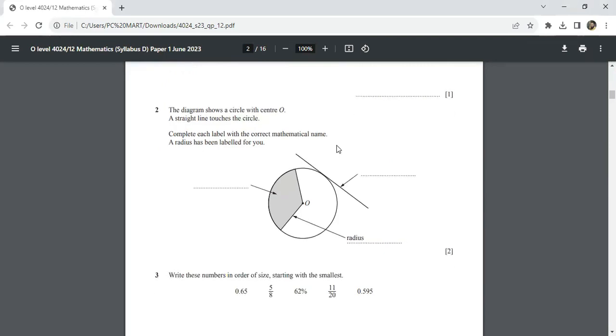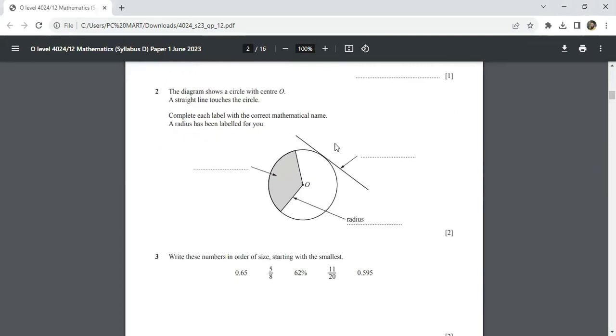Next thing is the diagram shows a circle with center O. A straight line touches the circle. This straight line is touching the circle over here. Complete each label with the correct mathematical name. The radius has been labeled for you. What is this line called? This line is touching this circle at one point. When a line is touching a circle at one point, it is called a tangent.